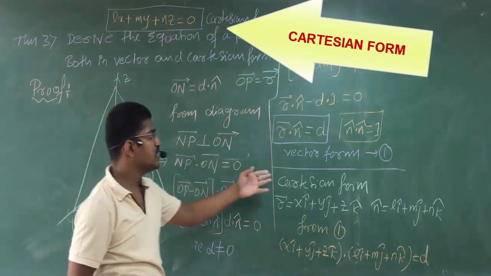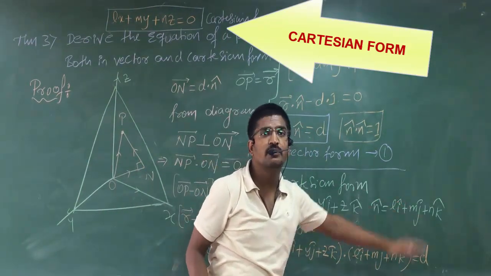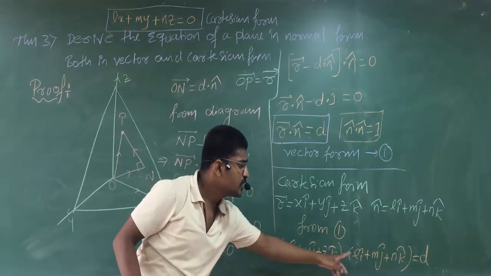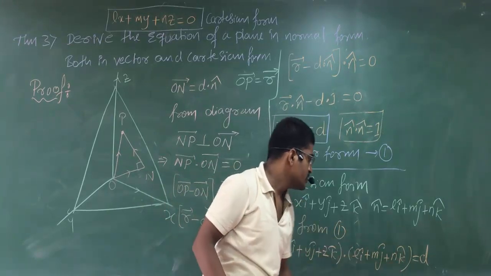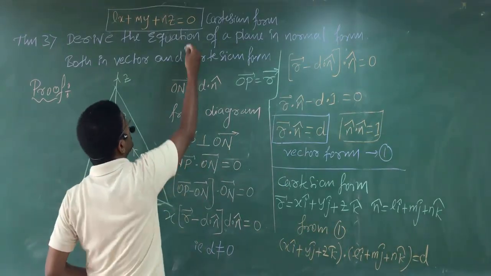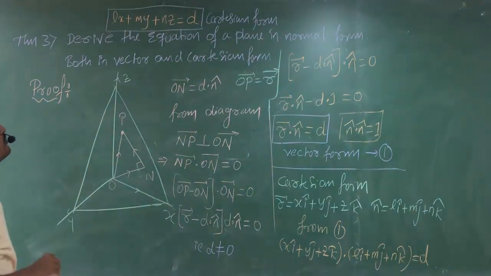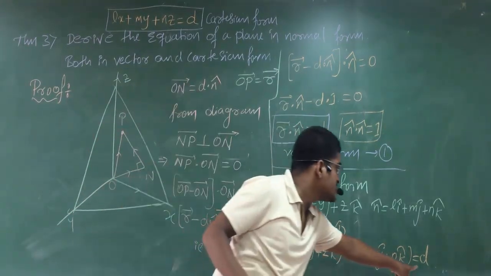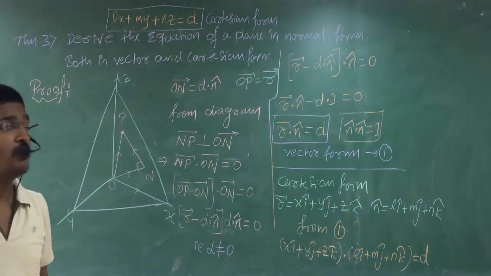Okay. So in Cartesian form, you write r as xi cap plus yj cap plus zk cap. You write n cap as li cap plus mj cap plus nk cap. By using these two in your equation 1, you are going to have the dot product of these two. I cap dot I cap is 1, j cap dot j cap is 1, k cap dot k cap is 1. So it will be Lx plus my plus nz equal to d. Clear, students? Okay, this is your theorem number 3.